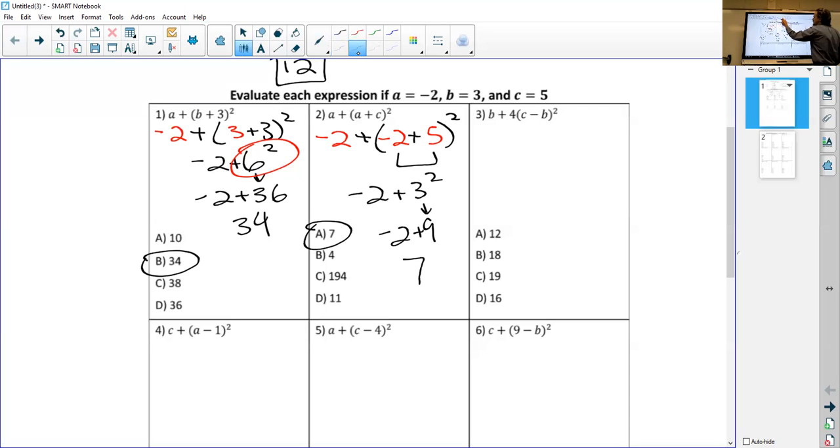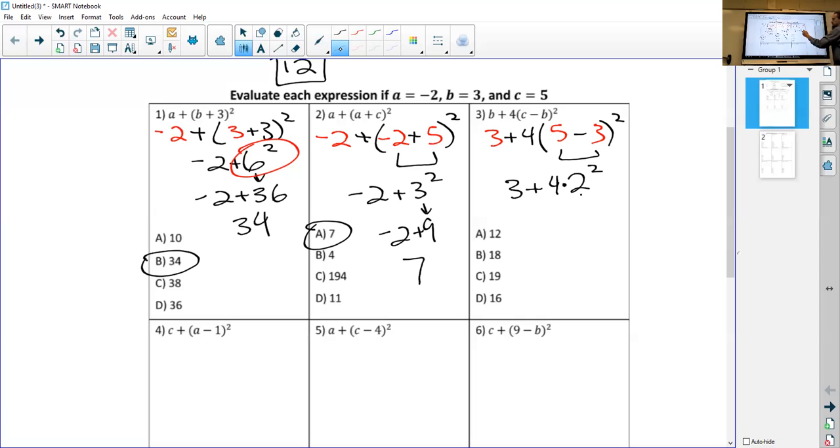And then number 3, we'll do one more. So b is 3 plus 4 times. Okay, this one's a little different. We've got a coefficient in front of our parentheses. Hopefully that'll make this a little bit more fun. So c is 5, b is 3. So again, always start with the parentheses. 5 minus 3 is 2. So we have 2 squared. We have 3 plus 4 times 2 squared.